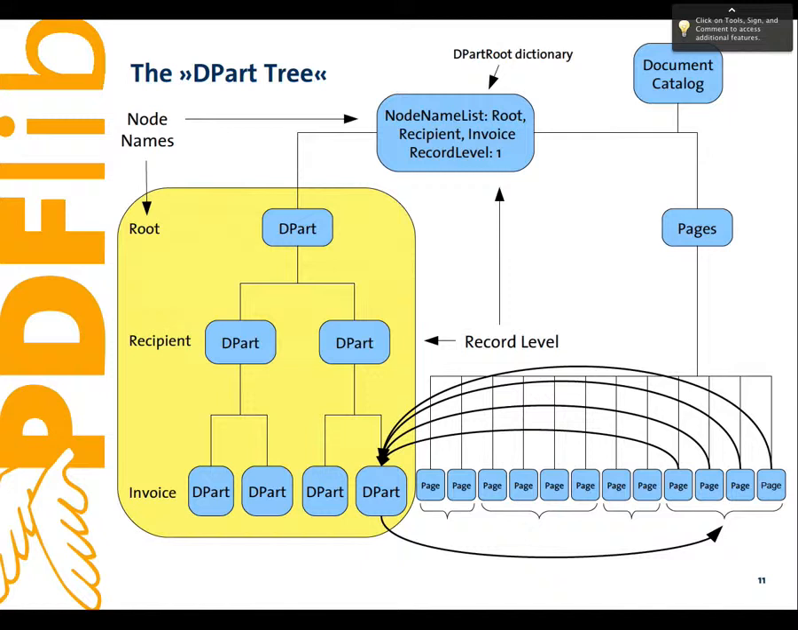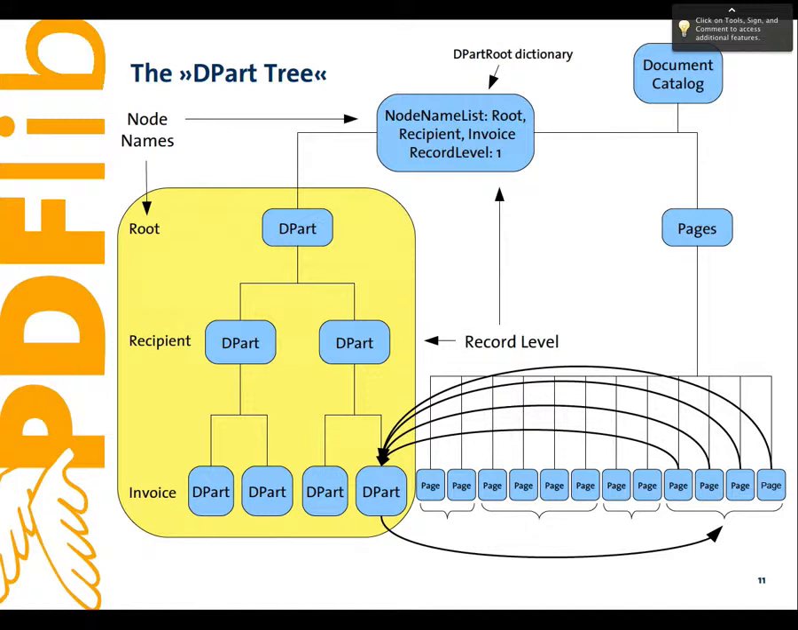And what we see on the right here is a simplified image of the page tree structure in the PDF file. And what is added by PDF/VT are these parts here. We have an additional entry that is referenced from the document catalog, which is called the DPart root dictionary. And this contains always the so-called node name list, and this is just an example of what I've written here: root, recipient, invoice. This is totally up to the creator of the PDF/VT file. And we have a record level that is optional, and it can describe at which level in the document part tree the recipients are listed.